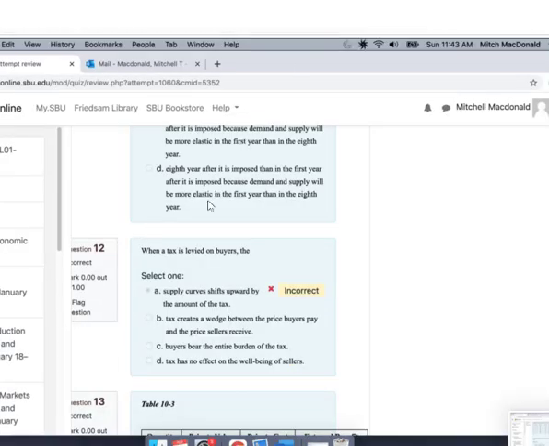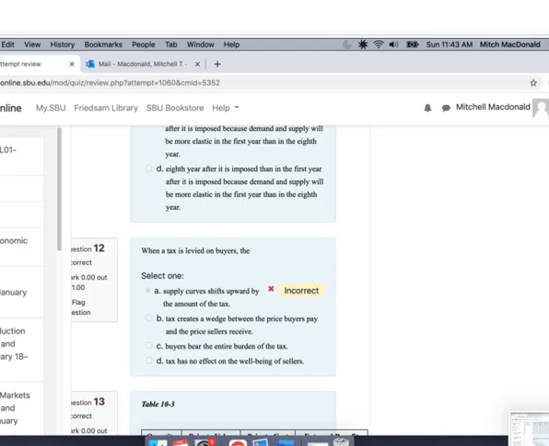Okay, so this one says when a tax is levied on buyers, and it doesn't matter whether it's buyers or sellers, the tax creates a wedge between the price buyers pay and the price sellers receive. This is talked about in chapter 8, and it doesn't matter whether the tax is on the buyers or the sellers. This is a fairly significant discussion, I think, in the chapter. Anyway, it doesn't matter, what matters is the elasticity of the curves, but it's not asking that.